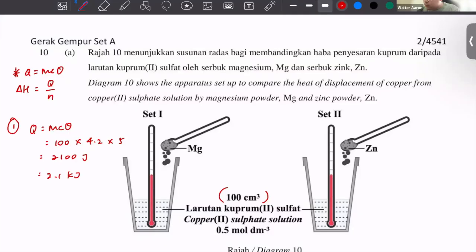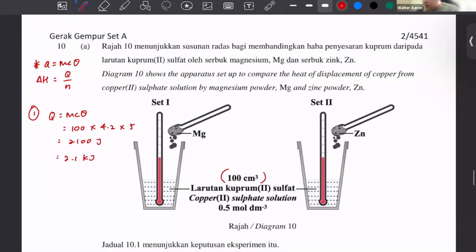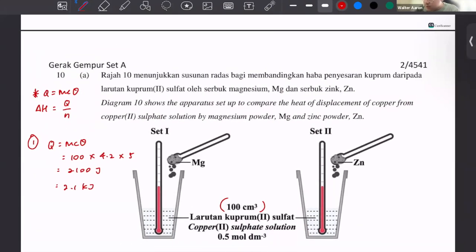And then after that, we need to calculate the number of moles also. The number of moles should follow the number of moles of the copper 2 sulfate. But you have to write the chemical equation first. For set number 1, magnesium reacts with copper sulfate to give you magnesium sulfate plus copper. The other side is the same thing: zinc plus copper 2 sulfate gives zinc sulfate plus copper. In terms of number of moles, they are all in a 1-to-1 ratio.